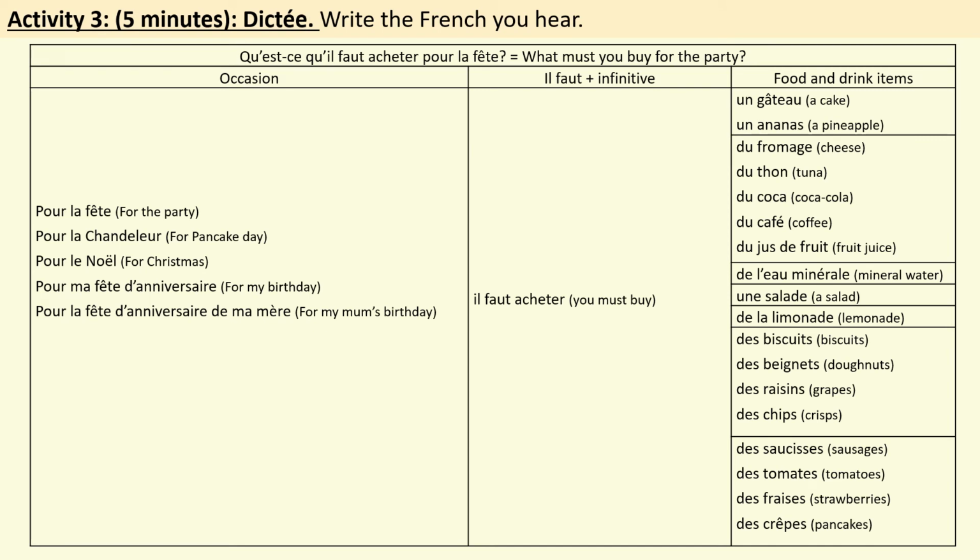Okay, and now I'm going to give you 5 sentences in French. You need to write down the French that you hear, and you will hear each sentence twice. Okay, and slowly, but you can pause if you need to as well. Numéro 1. Pour la fête, il faut acheter du thon. 1. Pour la fête, il faut acheter du thon. Pause if you need to.